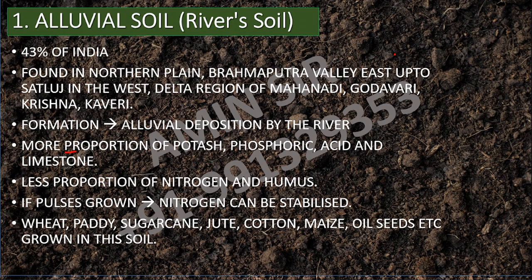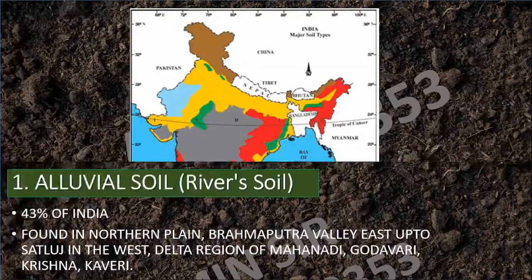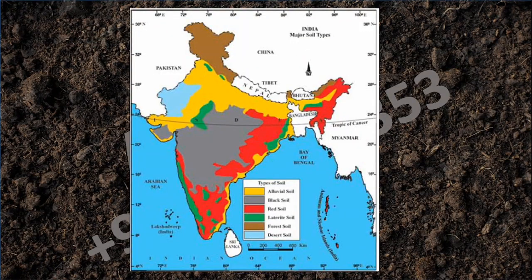It has a higher proportion of potash, phosphoric acid and limestone, and a lower proportion of nitrogen and humus. If we want more nitrogen in that soil, we need to grow different types of pulses in it. We can also grow wheat, paddy, sugarcane, jute, cotton, maize, oilseed, etc. in this soil.